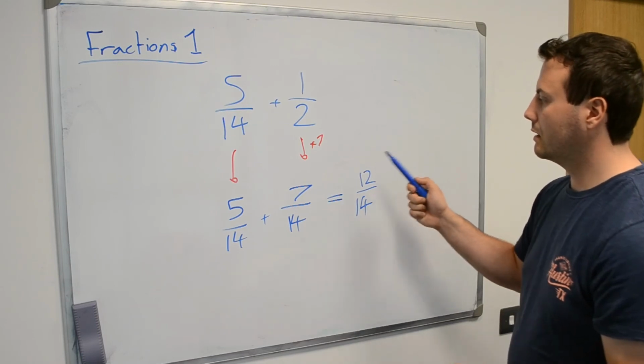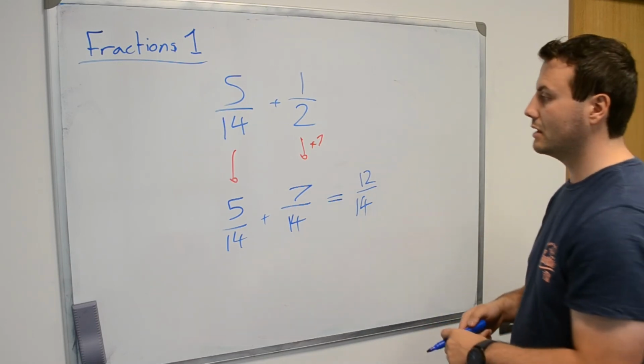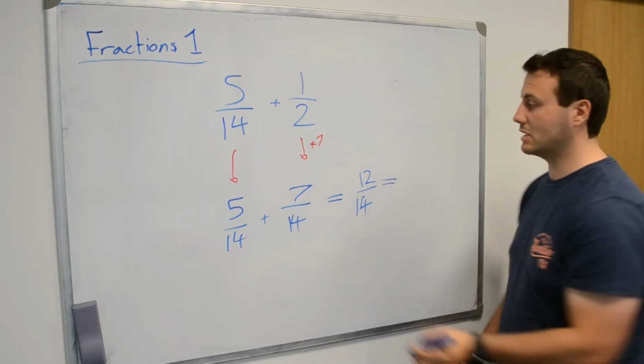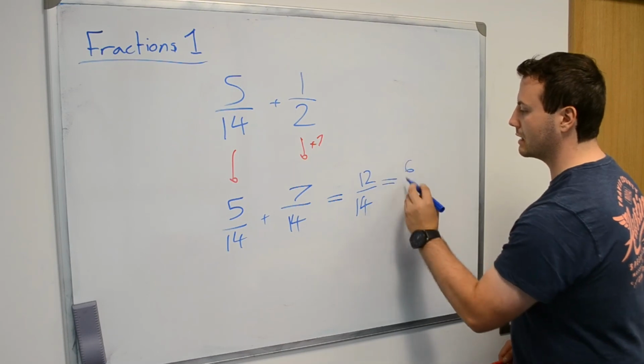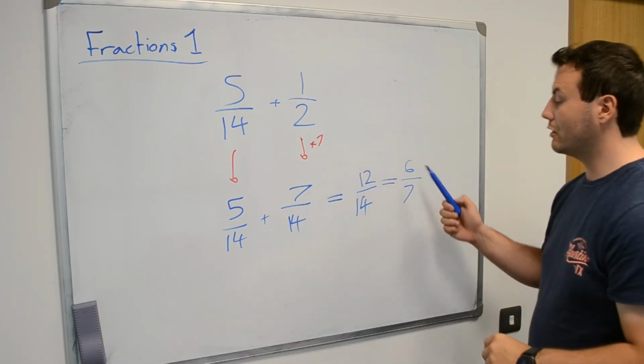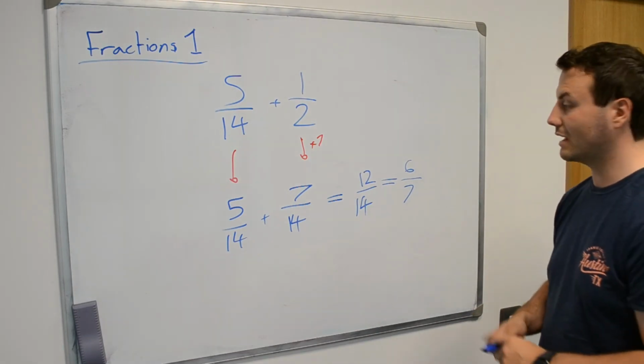Now we can see that 12/14, they both share a common factor of 2, so this can be made simpler. Divide top and bottom by 2, that gives us 6/7. And now 6 and 7 don't share a multiple, so therefore this is as small as the answer goes, and that's your final answer.